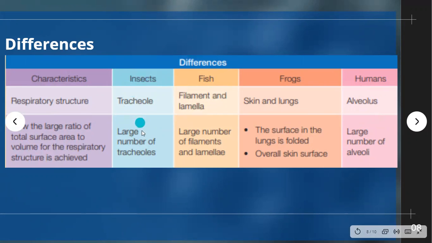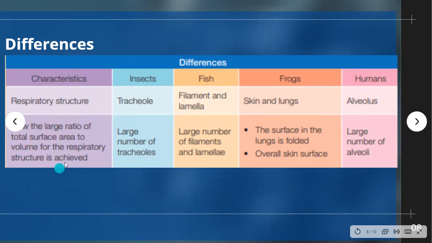And the characteristic of a large total surface area to volume ratio is achieved differently. In insects, the tracheal system has a large number of tracheae, and in fish, they have a large number of filaments and lamellae. For the frogs, the surface of the lungs is folded, and the overall skin surface also makes sure that the frog has a large TSA to volume ratio. And lastly, for humans, we have a large number of alveoli to ensure a large total surface area to volume ratio.